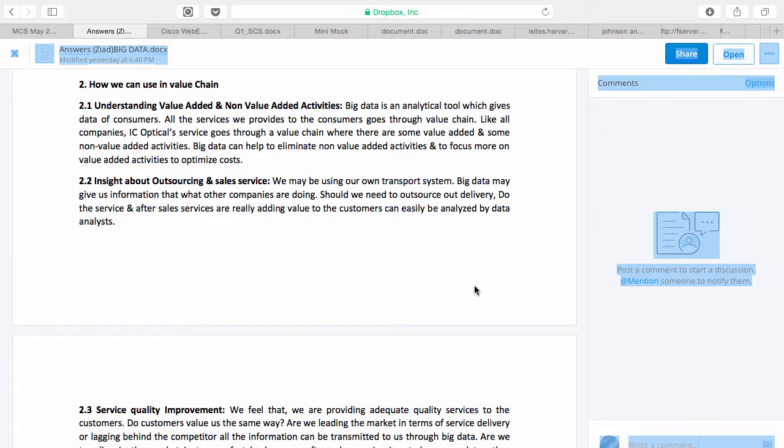Now, in Ziad's answer, he's written understanding value added and non-value added activities, right? Because all the services we provide to the consumer go through the value chain. And then big data can help to eliminate non-value added activities and to focus more on value added activities to optimize costs. Insight about outsourcing and sales services. What does that mean? We may be using our own transport. Big data may give us information about what other companies are doing. Should we outsource our delivery, right?